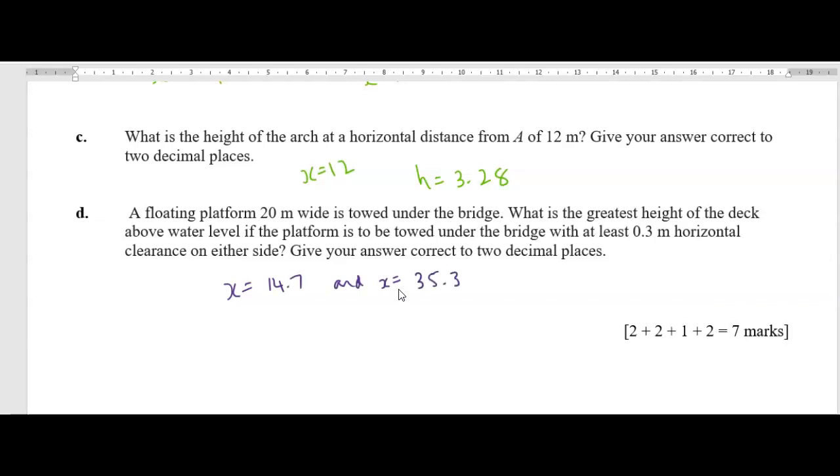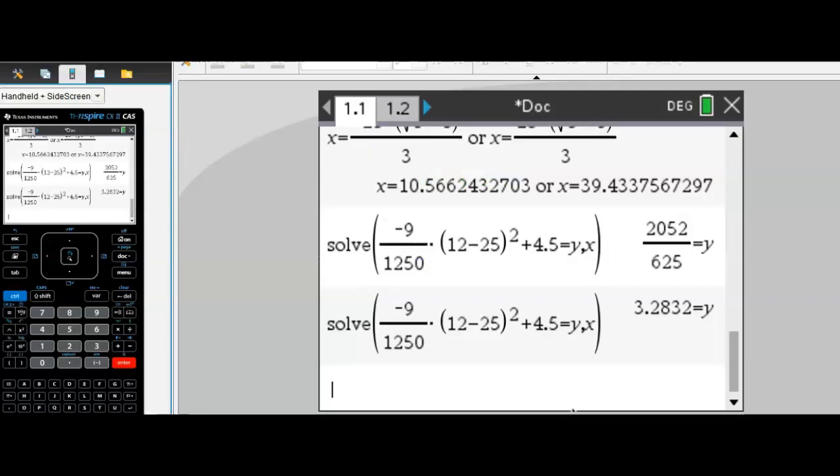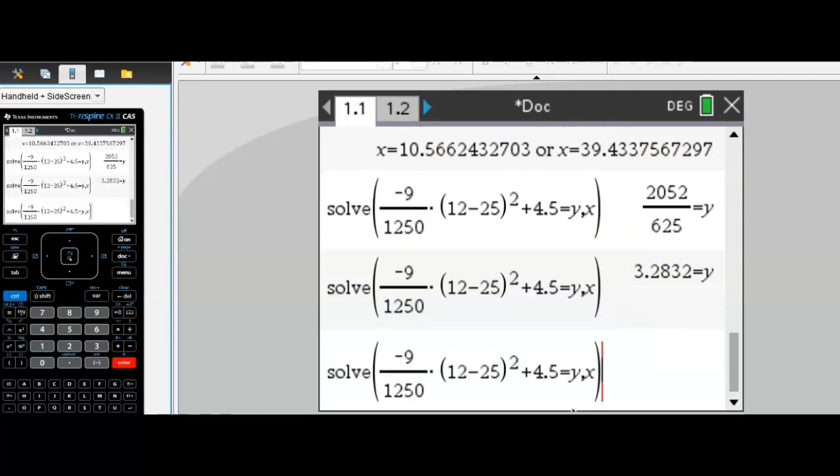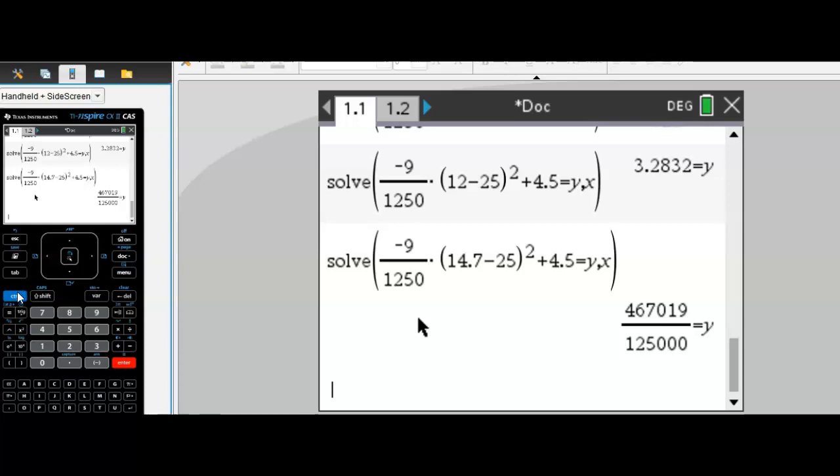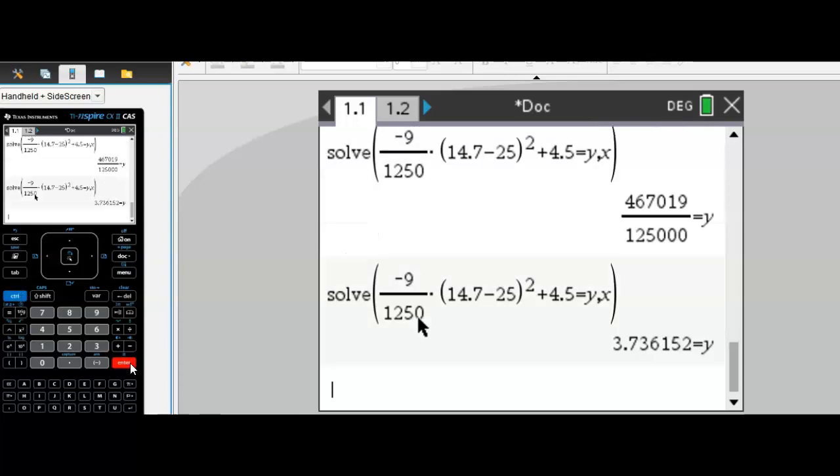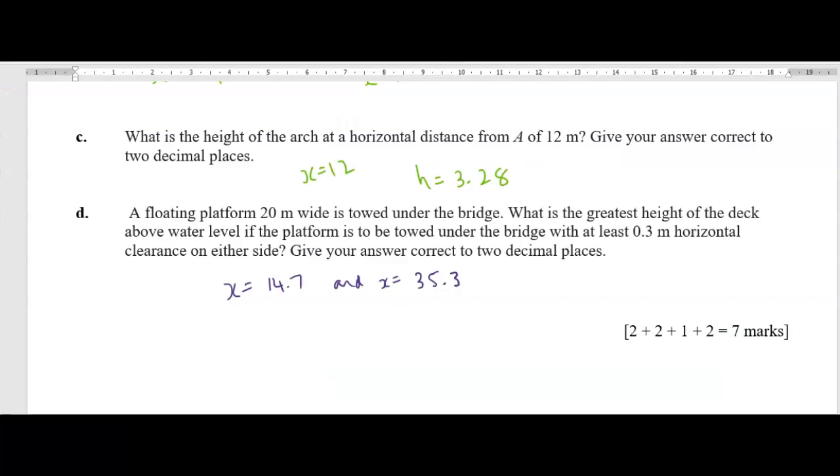35.3. So on the calculator, let's go back. We can just go to solve again. This time x is 14.7. It's going to give me a fraction, so I'll just do that. So 3.74. And then x equals 35.3.